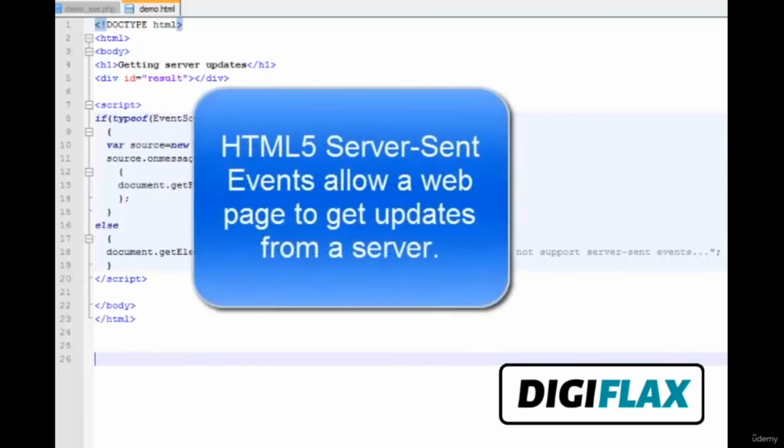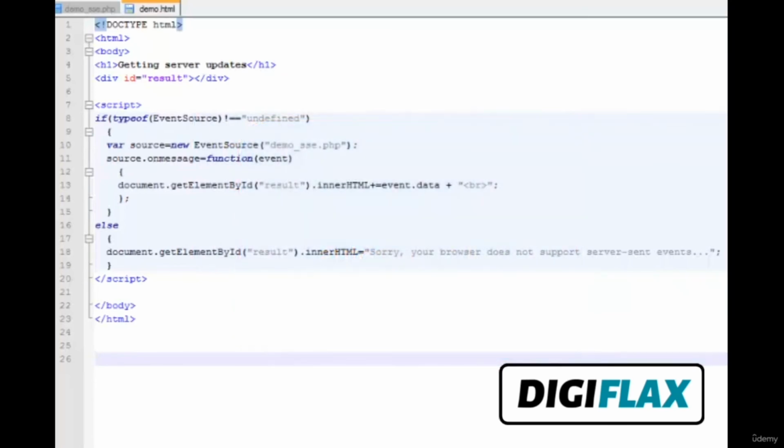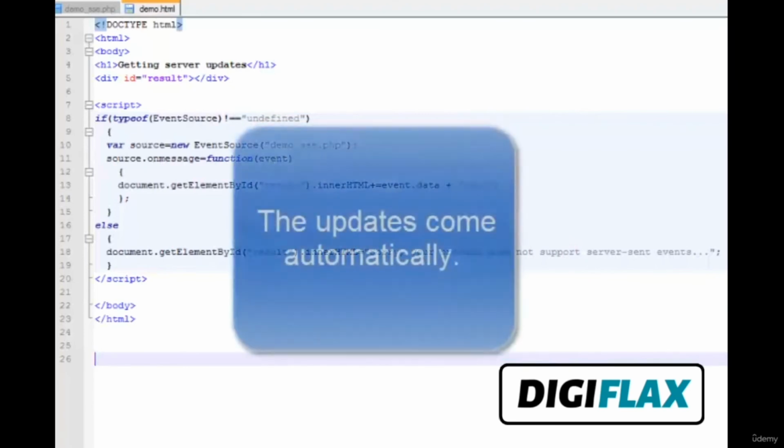HTML5 server sent events allow a web page to get updates from a server. Server sent events is one-way messaging. It is one-way messaging in the sense that the server can send the messages, not the client. This was also possible before, but with server sent events, the updates come automatically.